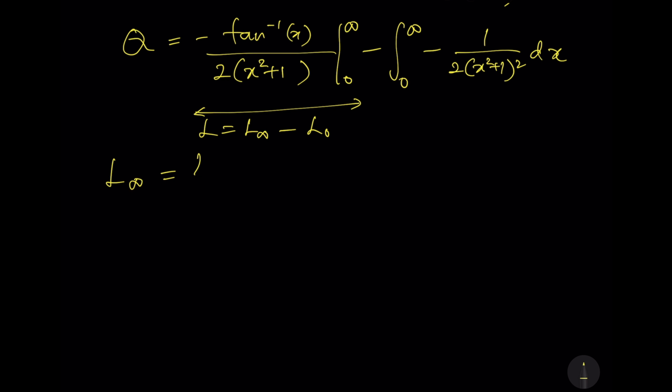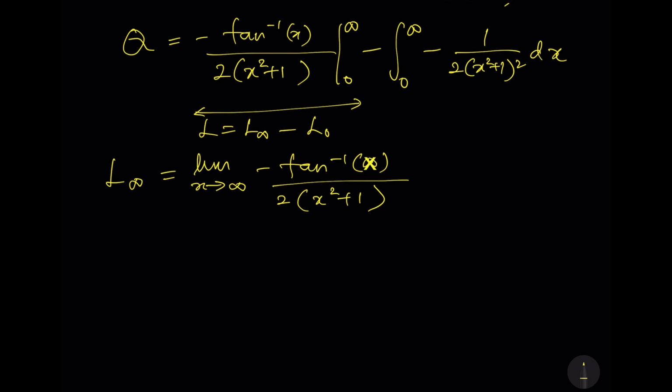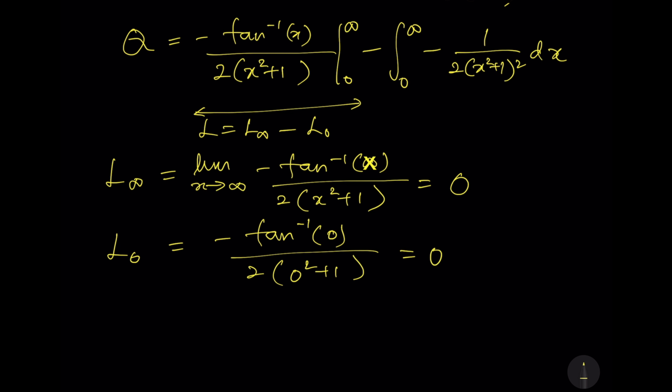L infinity equals the limit as x tends to infinity of negative inverse tangent x divided by 2 (x squared plus 1). Putting in x equals infinity, that gives us negative pi over 2 divided by infinity, which equals 0. L0 is much easier. Put in x equals 0 into the equation. We have negative inverse tangent 0 divided by 2, which is 0 divided by 2, which is still equal to 0. So therefore, we obtain L equals 0.